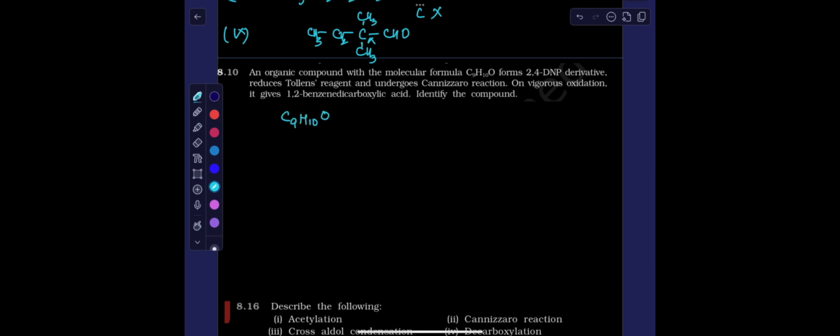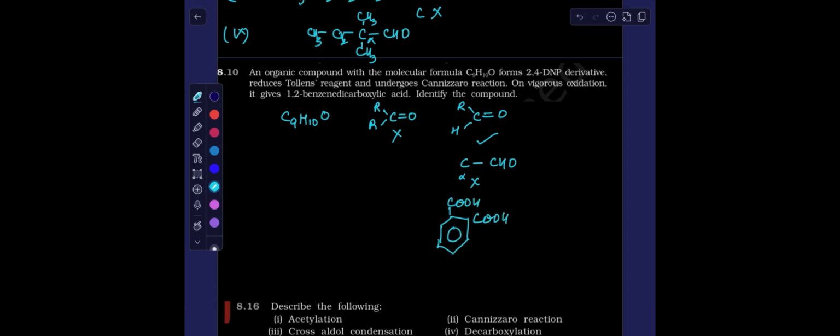This next question is very important. These types of questions are asked in the board exam every year. So here we have to identify the compound. First it says that it forms a 2,4-DNP derivative. It means it can either be an aldehyde or a ketone. Second, it says it reduces Tollens' reagent. It means it is an aldehyde, not a ketone.